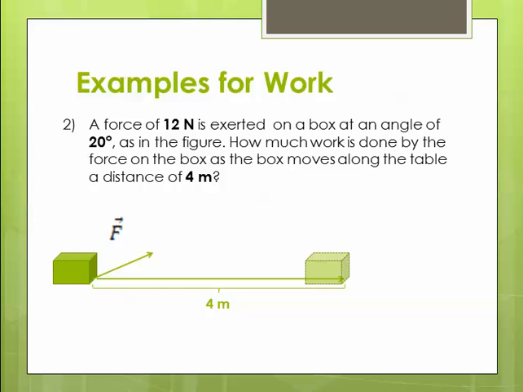Another example. A force of 12 newtons is exerted on a box at an angle of 20 degrees, as shown in the figure. How much work is done by the force on the box as the box moves along the table a distance of 4 meters?